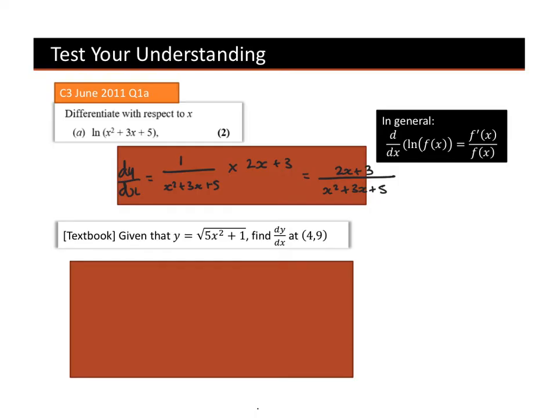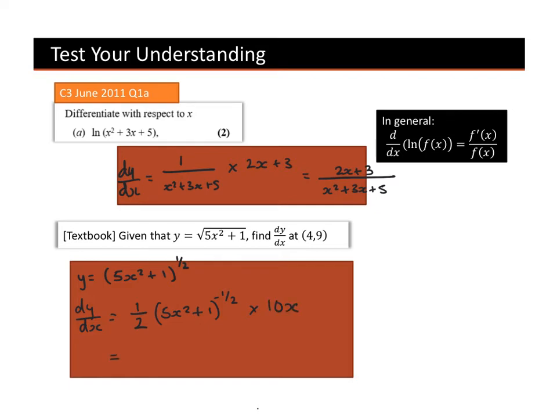Given that y equals the square root of 5x squared plus 1, find the differential at the point (4, 9). So step 1, rewrite it in a form where we can differentiate it, essentially with a bracket. Square root is the power of a half. When we differentiate the bracket, a half, bracket, and then take away 1 from the power. We're then going to multiply that by the differential of the bracket. 5x squared plus 1 differentiated is 10x.